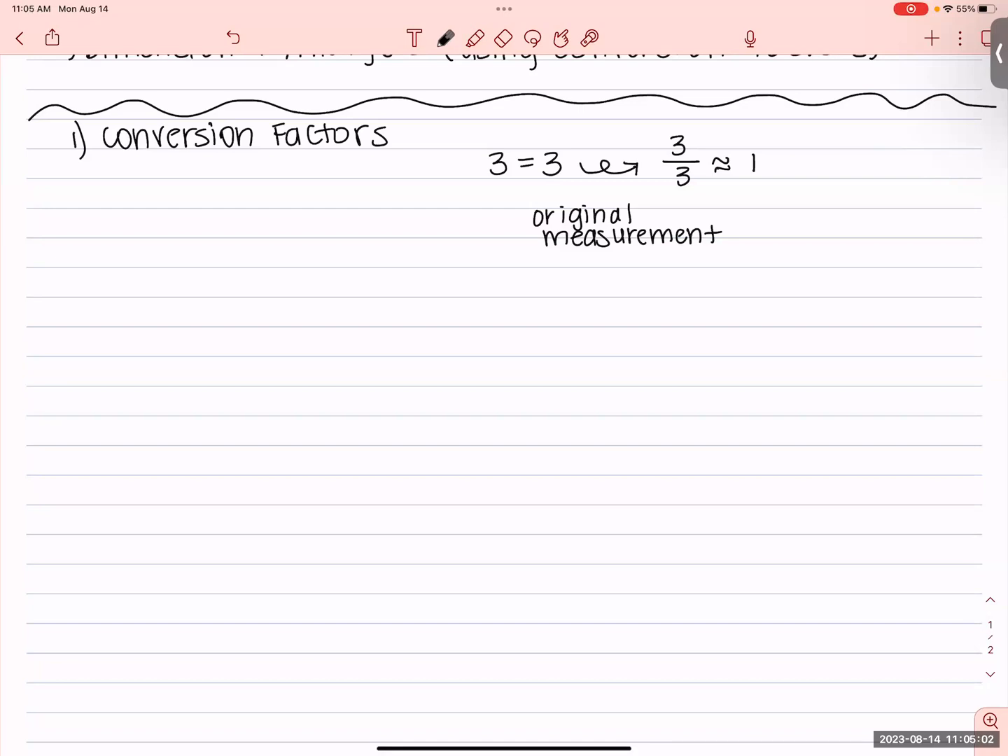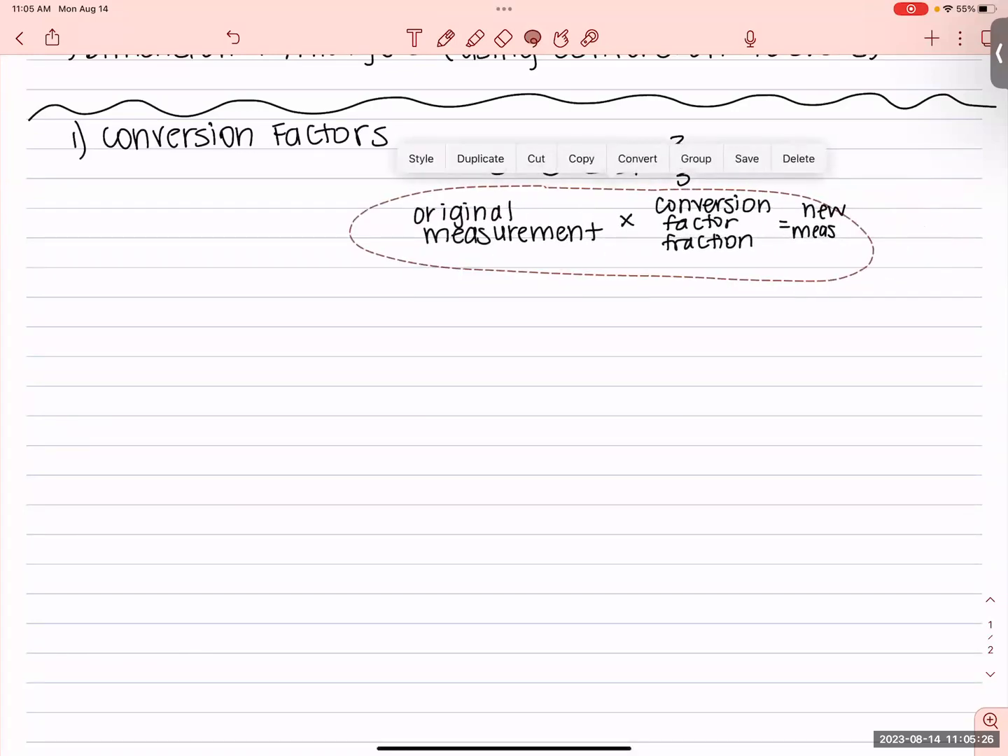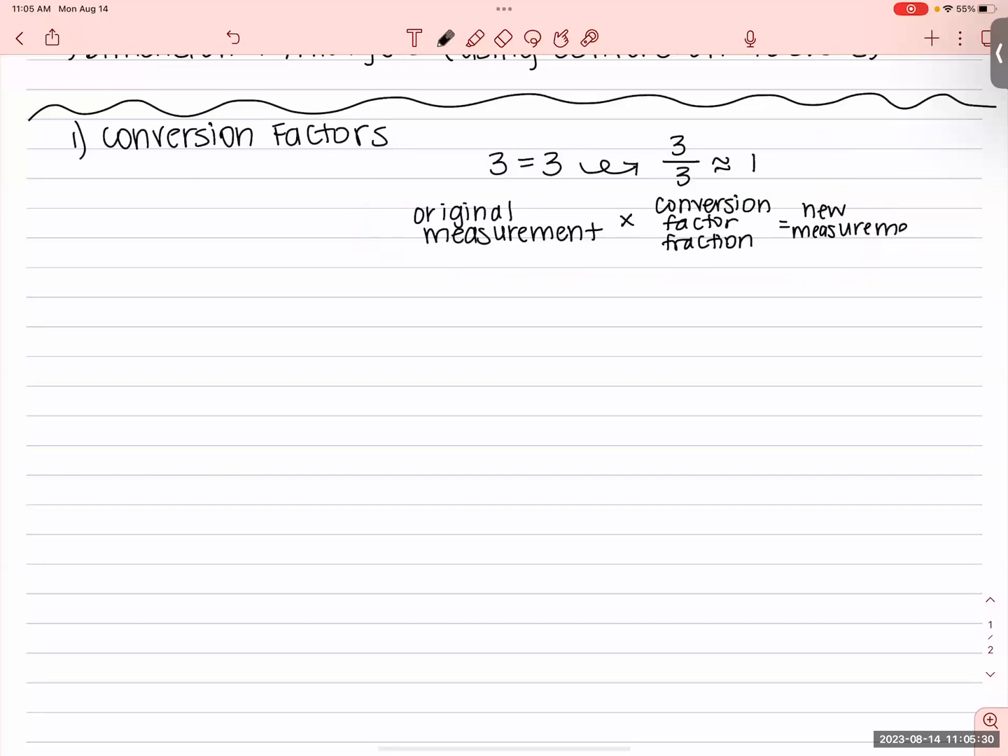So let's say my original measurement is in inches, but I want to tell you how many centimeters that is. If I multiply it by a conversion factor as a fraction, I get the new measurement, but it's in a new unit. It's the same measurement. So it's the same length, for example. I'm not changing the actual length or height. Like if I say, what's your height in centimeters? You're not changing how tall you are. You're just changing how you say it.